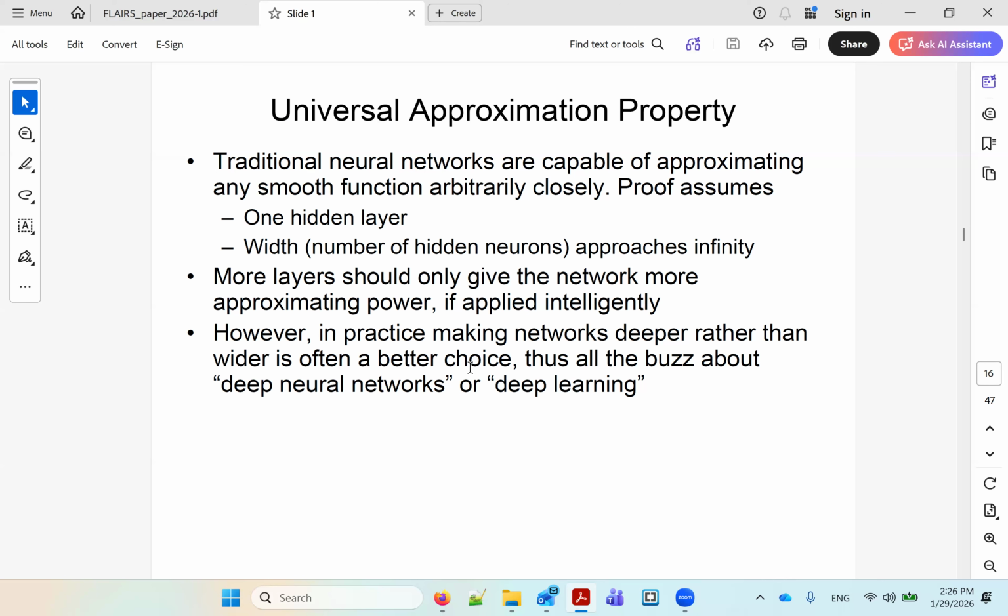That was one of the things that kicked off the latest renaissance in neural networks: the idea of let's try making them deeper. Oh, it seems to work better.